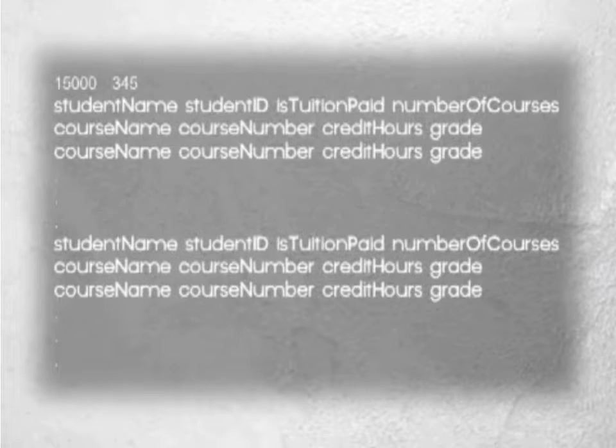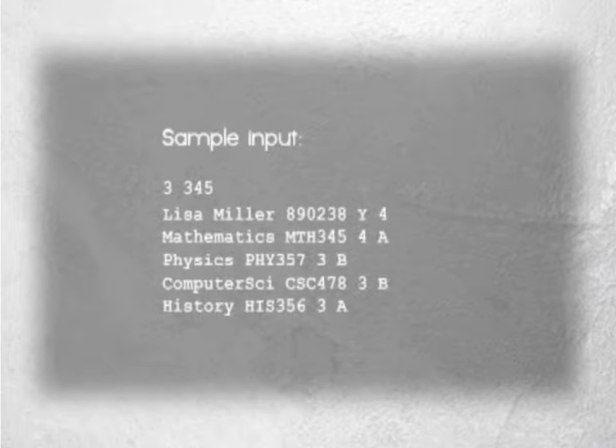The data is stored in the following form. The first line indicates the number of students enrolled and the tuition rate per credit hour. The student's data is given thereafter. Here is a sample input file. For easy reference, let us assume that the name of the input file is stdata.txt. The first line indicates that the input file contains 3 students' data and that the tuition rate is $345 per credit hour. Next, the course data for student Lisa Miller is given.